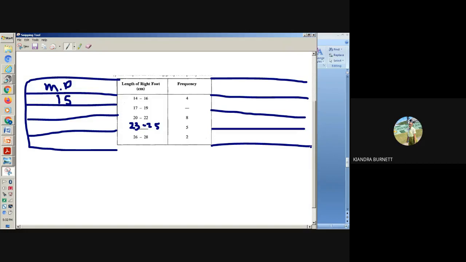Sir, 17 and 19, if we add them and divide by 2. Yes, you're correct. Add 17 plus 19 divided by 2. That's what, 36? What is that, 18? Yes, sir. And what, 21?